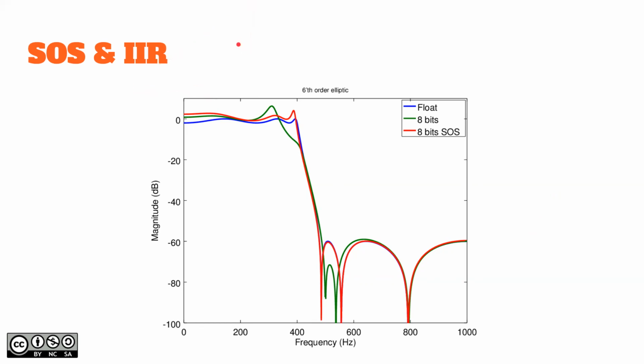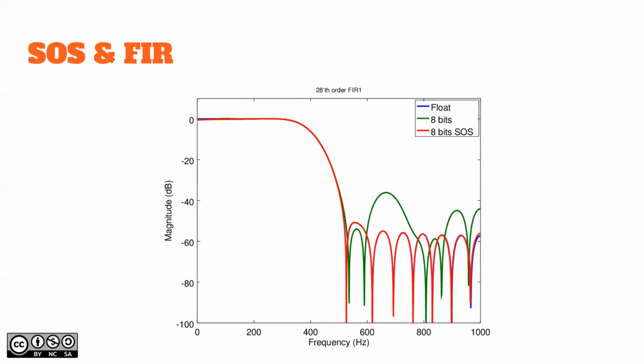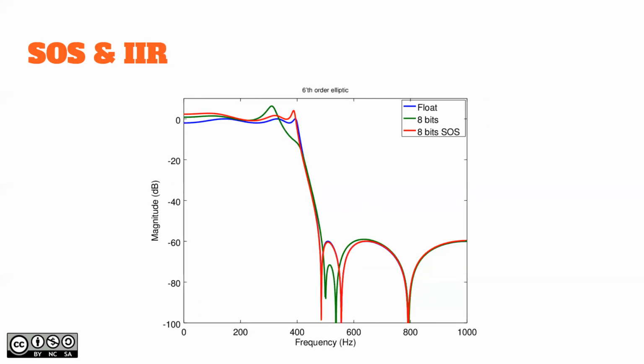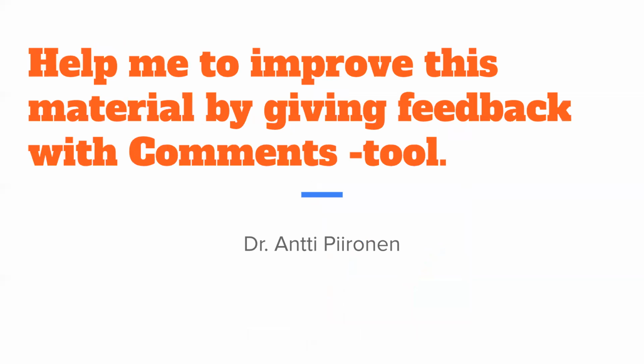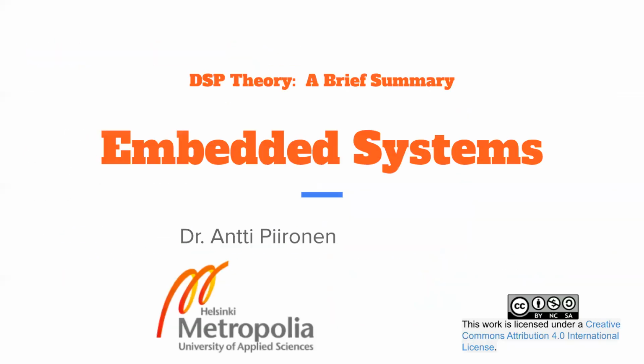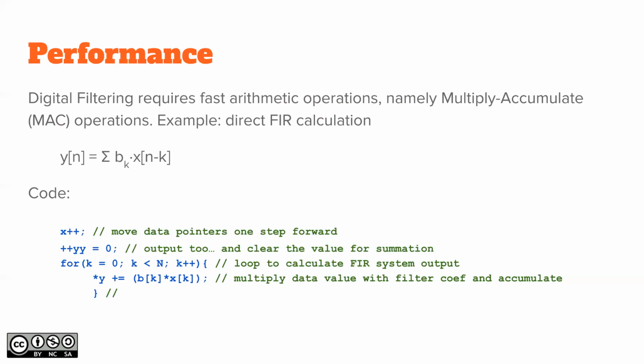So that's the difference. In FIR, the stop band is affected. In IIR, the passband is affected by these rounding errors. And guess what? That was all about the theory. So theory, embedded systems, everything is about performance.